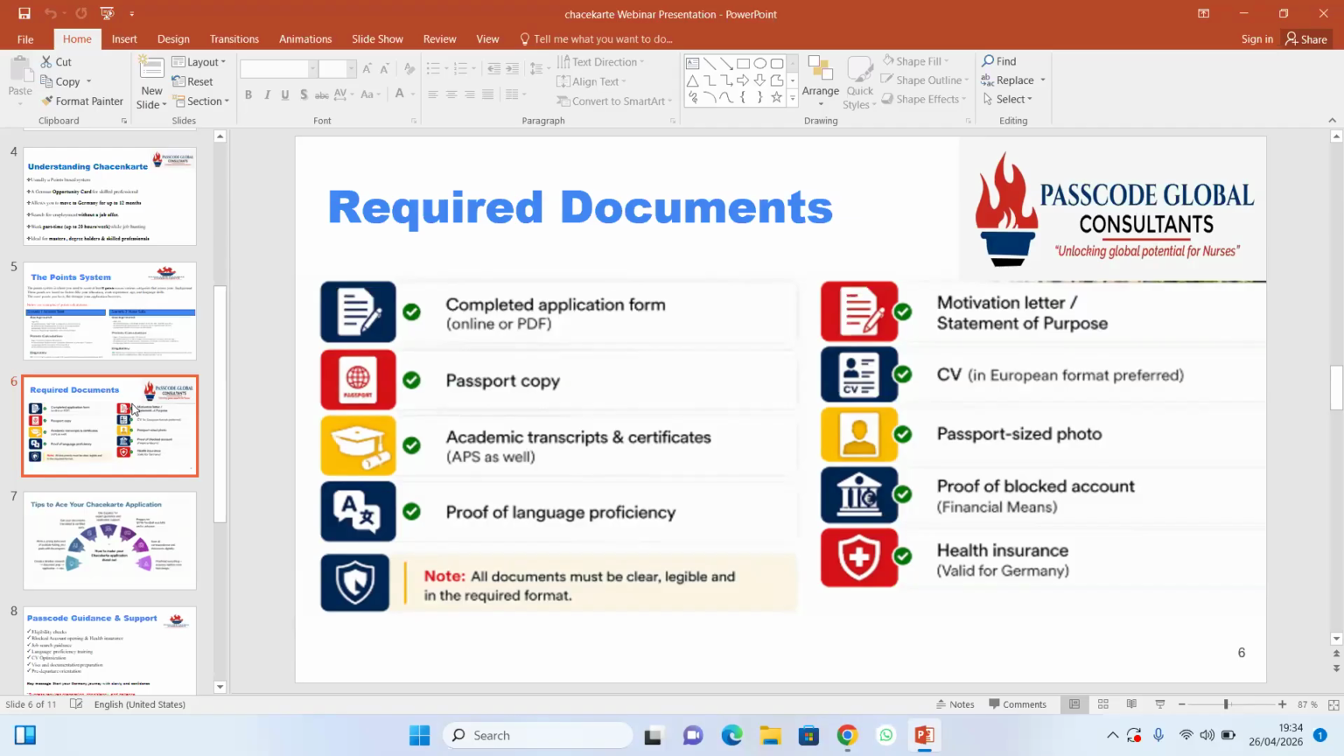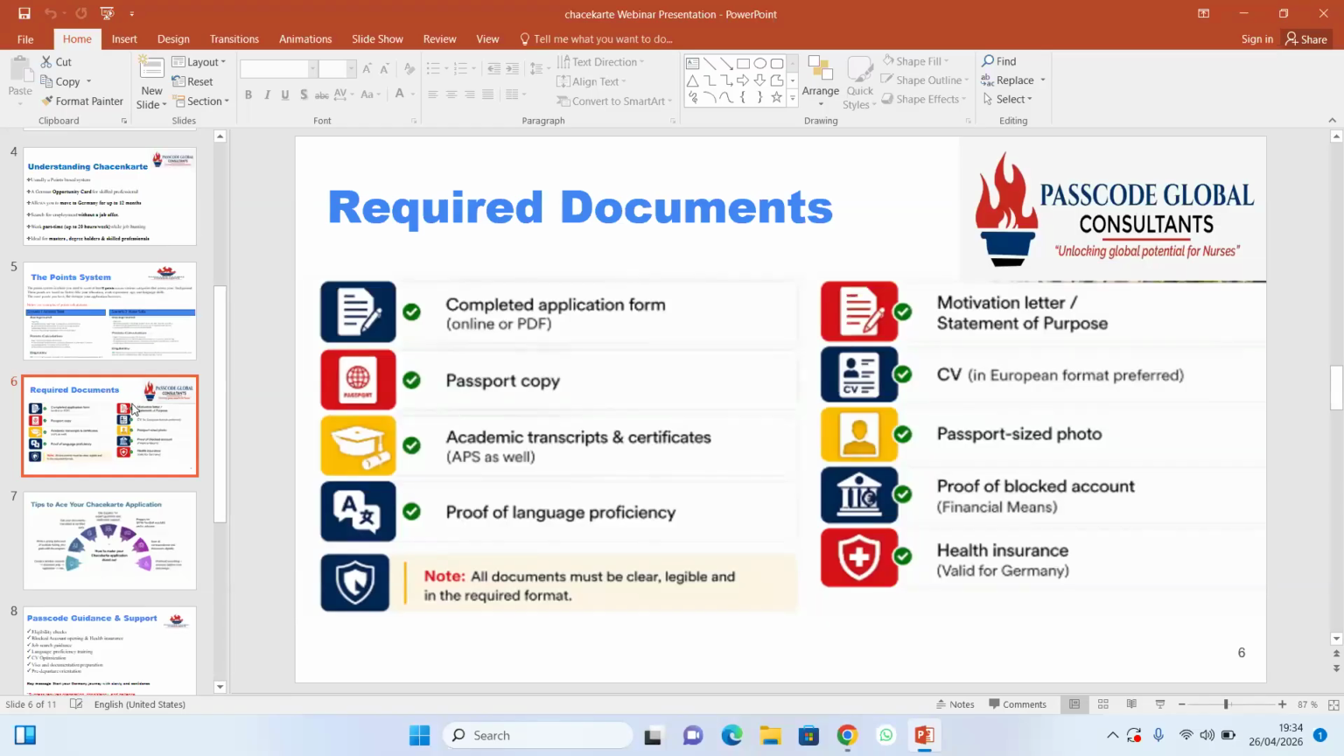So those are the two bodies that are licensed to issue German exams and the certificates are recognized globally. So if you go to Austria, if you go to Switzerland, if you go to Luxembourg, you can use any of the certificates from any of the organizations. Then you need a motivation letter. You need a CV in European format.